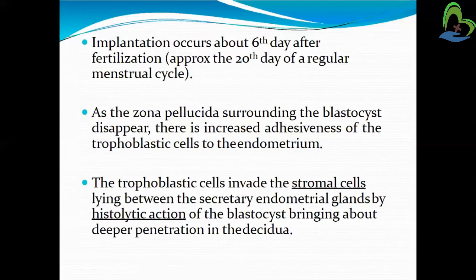The trophoblastic cells invade the stromal cells lying between the secretory endometrial glands, and by the histolytic action of the blastocyst, bring about deeper penetration into the decidua. Decidua means the endometrium layer of the uterus, which is known as the decidua during the pregnancy stage. The trophoblastic cells continue invading and proliferating into the secretory cells with histolytic action.